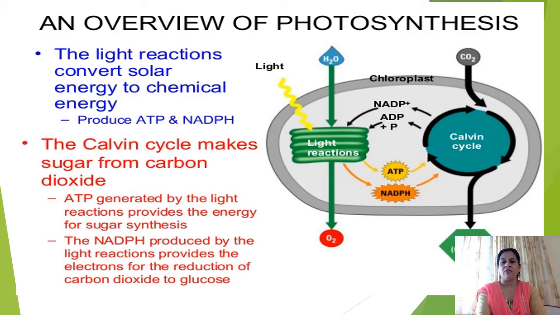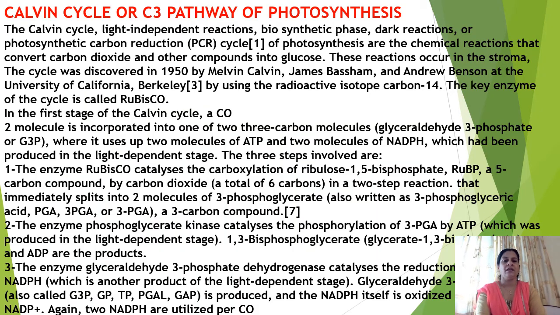So we are going to see now the second step, that is the Calvin cycle or C3 pathway of photosynthesis, also called dark reaction. Why is it known as the Calvin cycle? Because Melvin Calvin in 1950 discovered this process by using isotopic carbon C14 in chlorella. He traced the entire pathway: where the CO2 is going, which intermediate compounds are formed, and finally how carbohydrate or glucose is synthesized. So the entire pathway was discovered by Calvin, hence the cycle is known by his name.